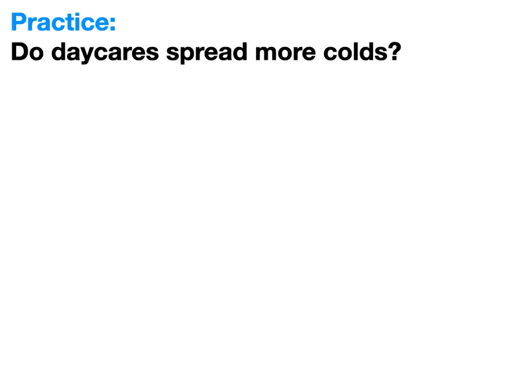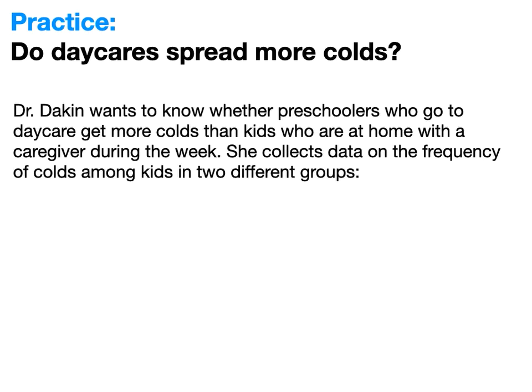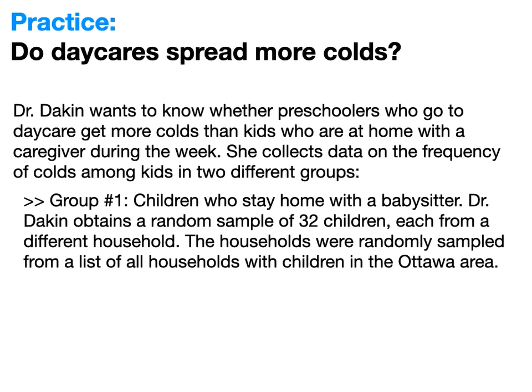Okay, so let's wrap up with just a few practice questions that we'll take up on Zoom. Here's another scenario. Suppose I'm interested in the question of whether kids who go to daycare get more colds than kids who stay home with a caregiver during the week. And suppose I collect data on the frequency of colds among kids in 2 groups. In my first group, I am sampling children who stay home with a babysitter. And I get a random sample of 32 children, each from a different household. The households are randomly sampled from a list of all households with children in Ottawa.